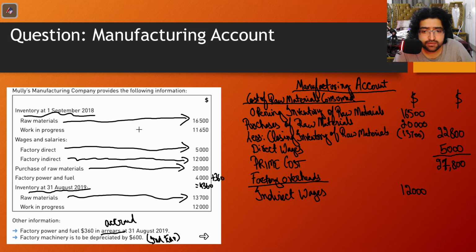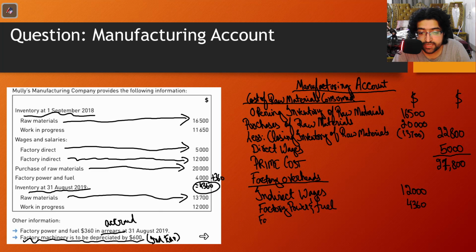Okay. Any other indirect expense of the factory? Factory fuel and power 4360, the new amount, the adjusted amount. Okay, factory fuel and power. Factory power and fuel, and I will write 4360. Now anything else? Yes, factory machinery is to be depreciated by 6,000.